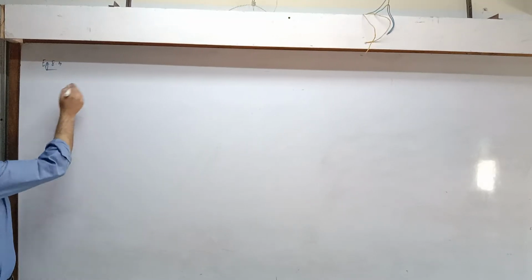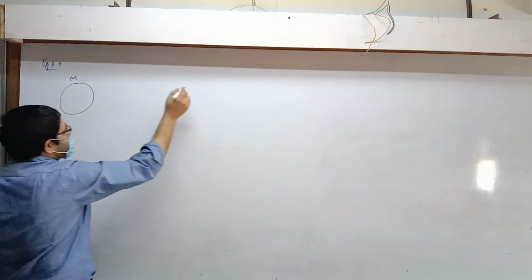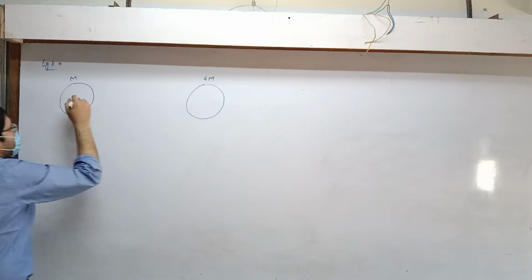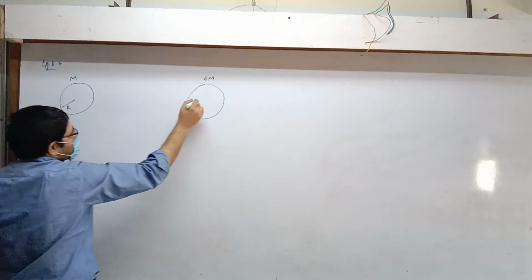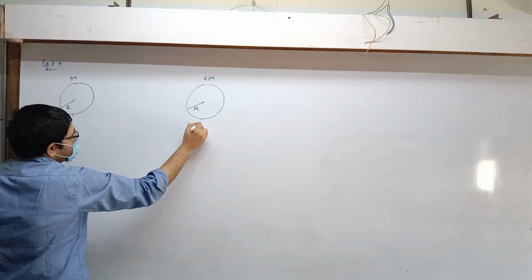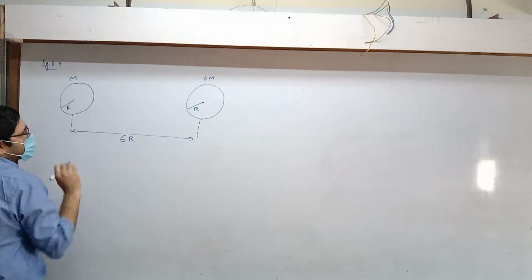Example 8.4. There is a sphere of mass m. See, there is a sphere of 4m and radius r. The center to center distance is 6r.